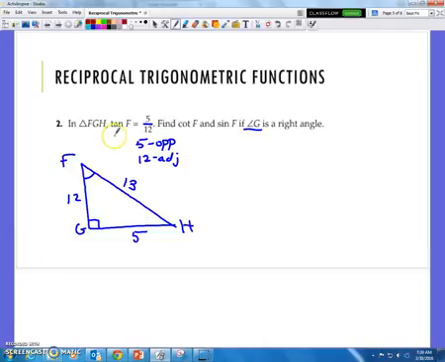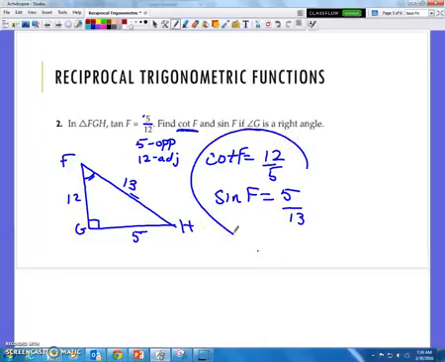If I know the tangent of F is 5/12, it's pretty quick for me to find the cotangent. It would be 12/5. Right? It's just the reciprocal. The sine, though, I do need this side, 13, because I need the hypotenuse. The sine of F would be the opposite, 5, over the hypotenuse, 13. So the sine of F is 5 over 13. All right.